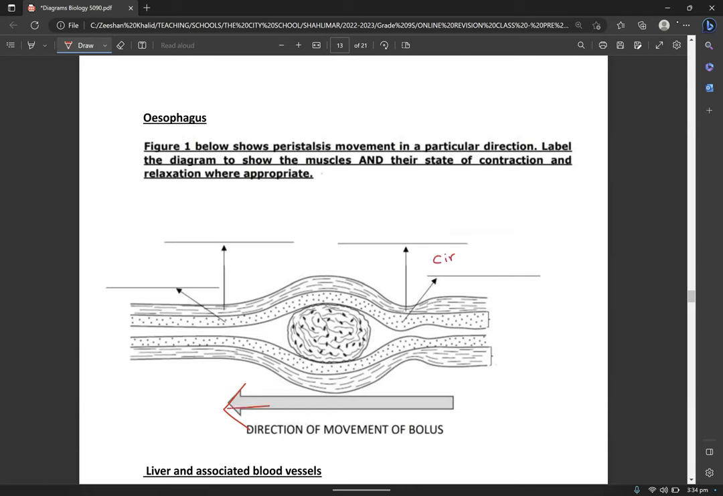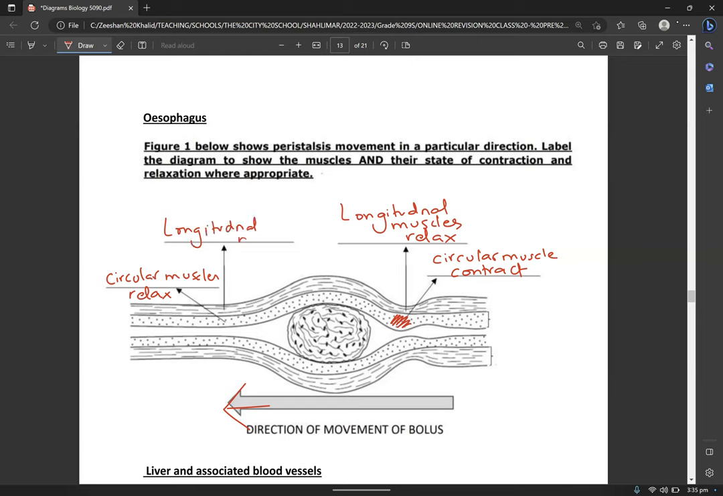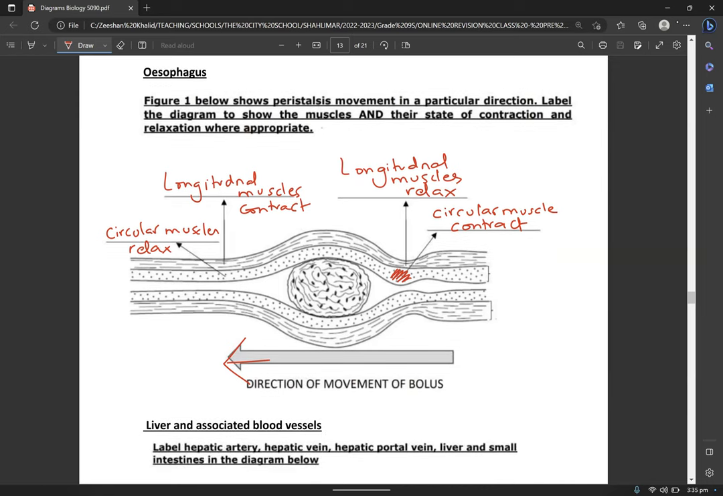So we know that the circular, ye wala portion jisko main red color se label kar raha hu, circular muscles behind the bolus will contract. Or since ye upar wale longitudinal hain aur ye antagonistic muscles hain, to longitudinal muscles will relax. Because antagonistic muscles, we know, they work in opposites. Okay, so they're relaxing. And the opposite will happen. The front wale circular muscles hain, ye relax karenge. These circular muscles relax. And these longitudinal muscles, they will contract. So clearly we have shown each individual muscle and their state of contraction or relaxation.